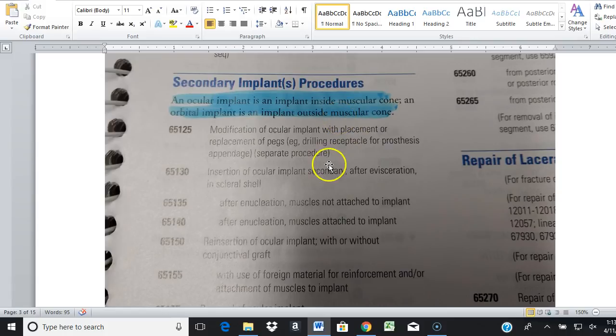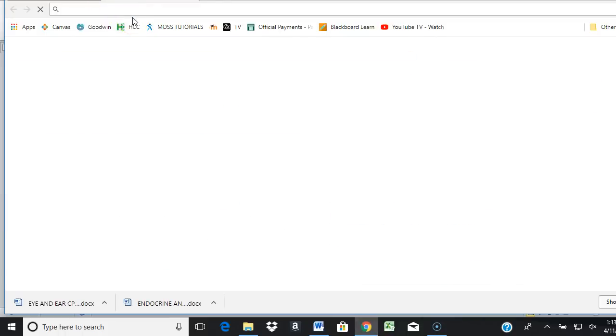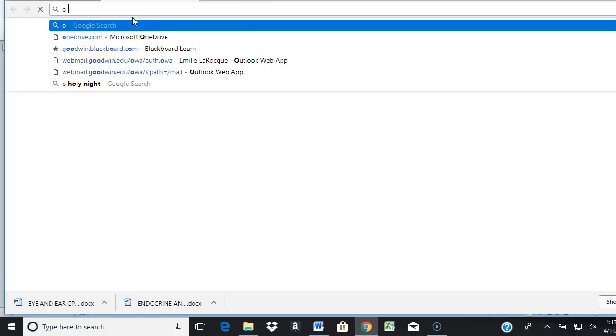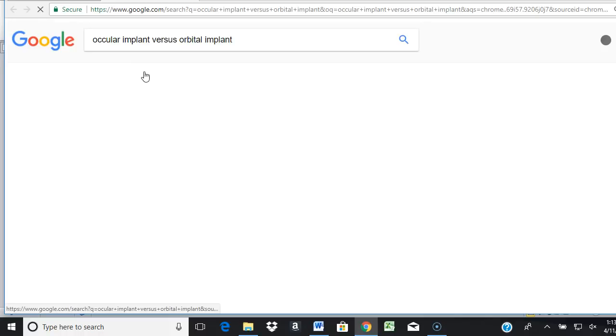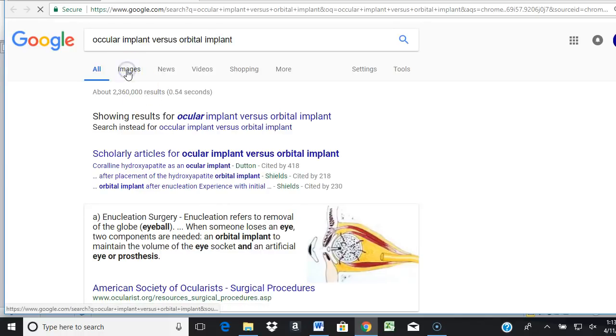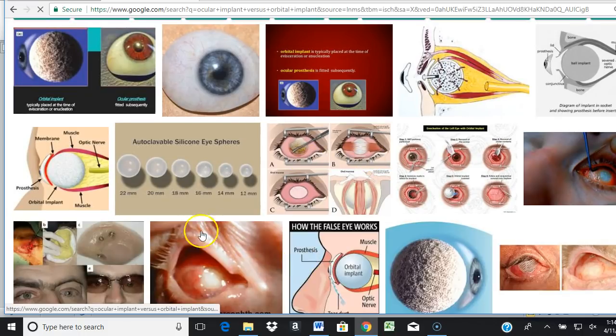So this is what we're going to do. We're going to do what I like to do. We're just going to go and Google search, okay? And we're going to search ocular implant versus orbital implant, and then I'm going to go to images. Again, depending on how much we've removed from the eye is going to be what the person necessarily needs. So let's look at this picture. It's a great picture right here.